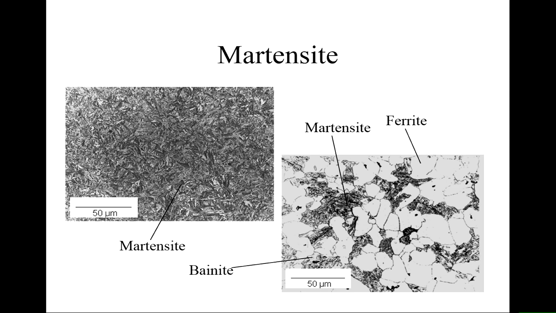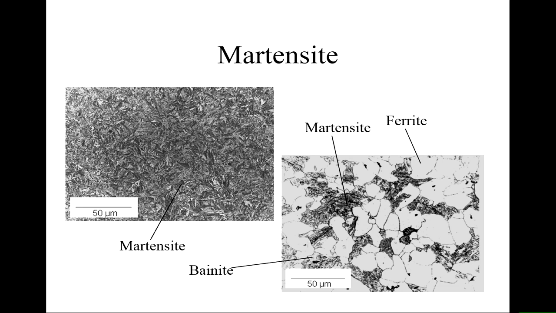If you cool austenite not quite so quickly, then you can get some thermodynamic phase changes. So this is an example of a steel that's cooled a bit slower, and you can see these white grains here of ferrite, and we can see dark regions in between them, and that's pearlite. So that's almost like the structure we would expect thermodynamically with slow cooling.